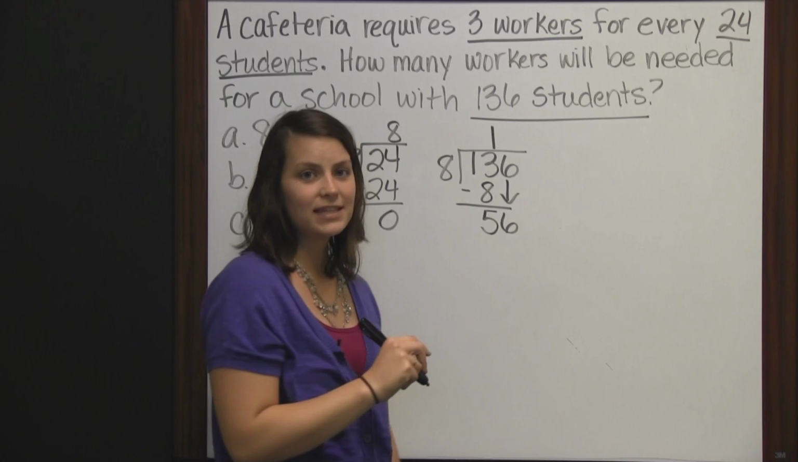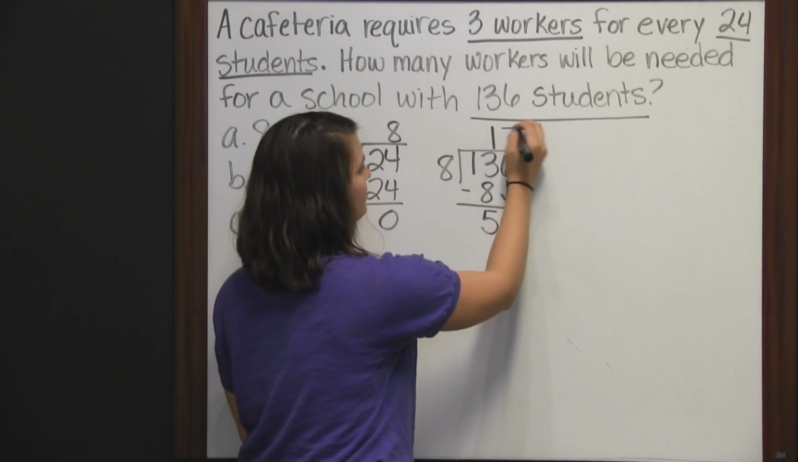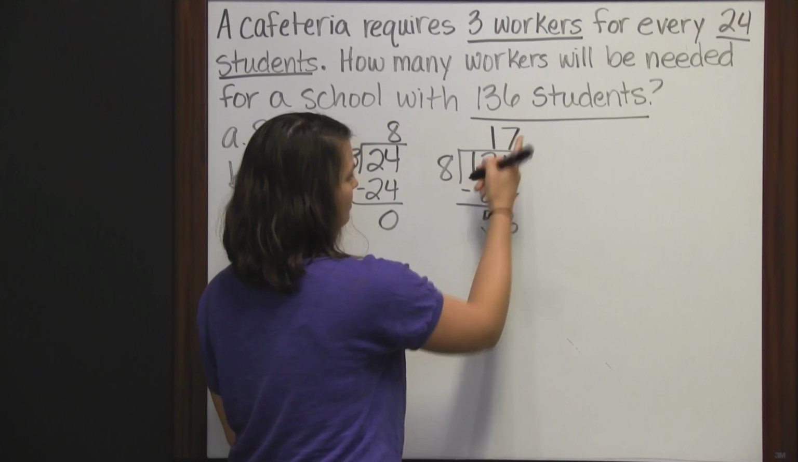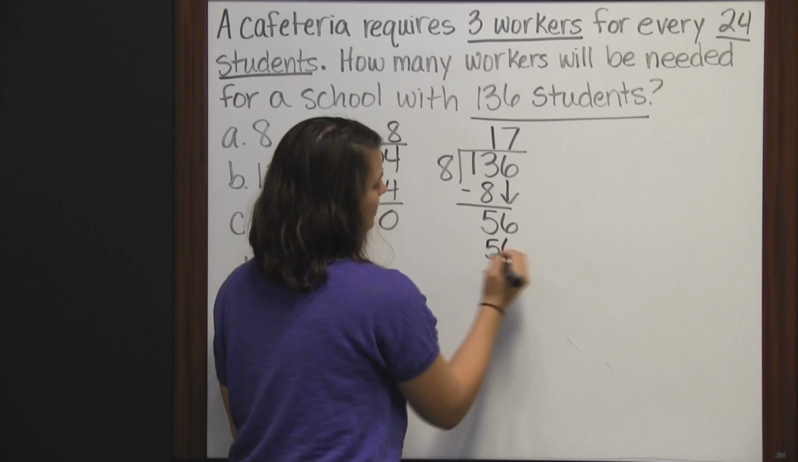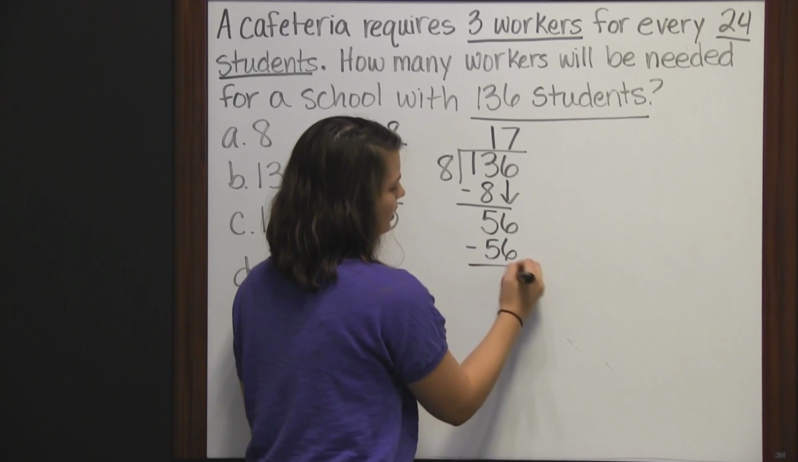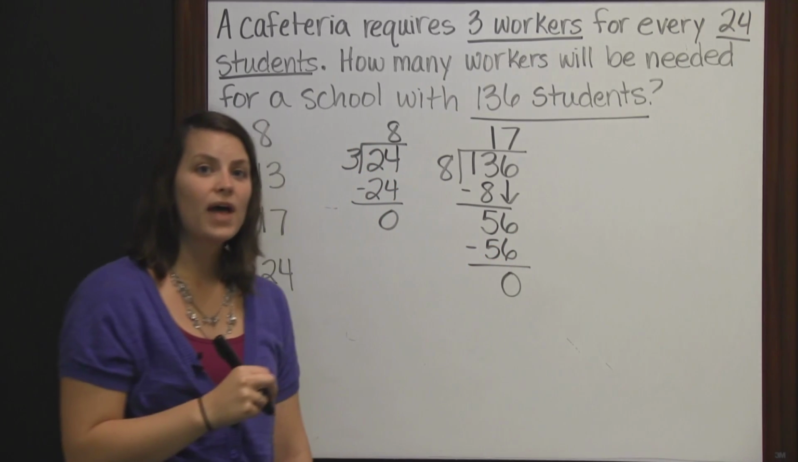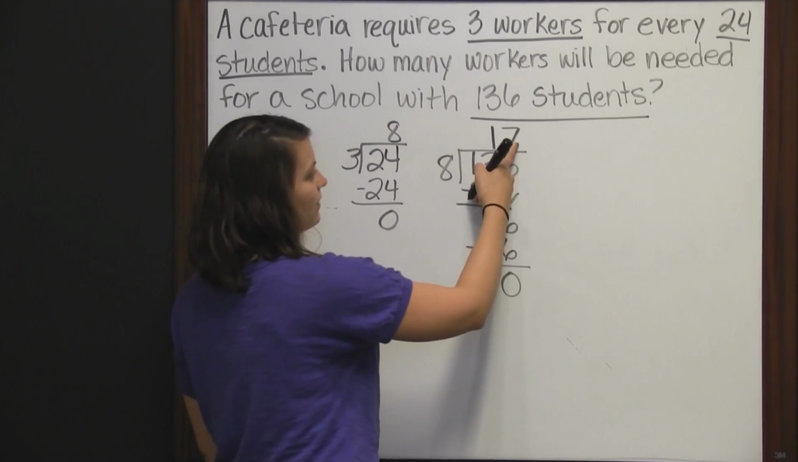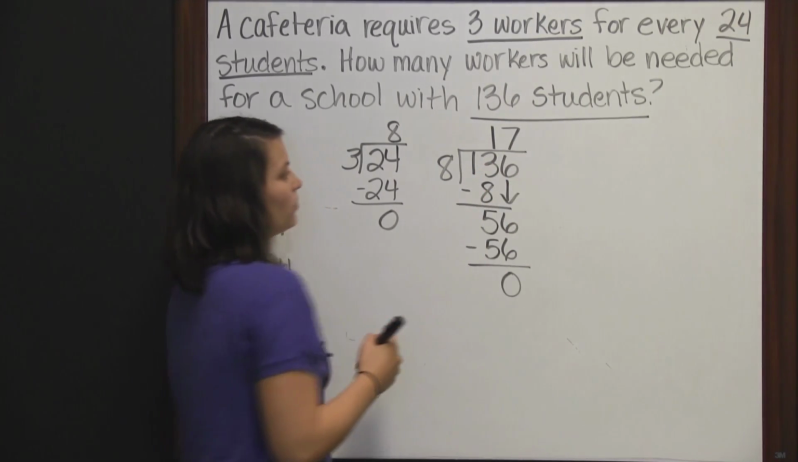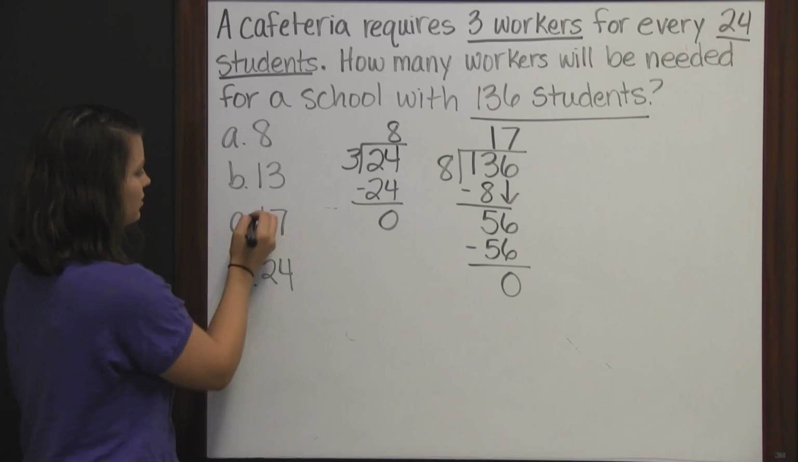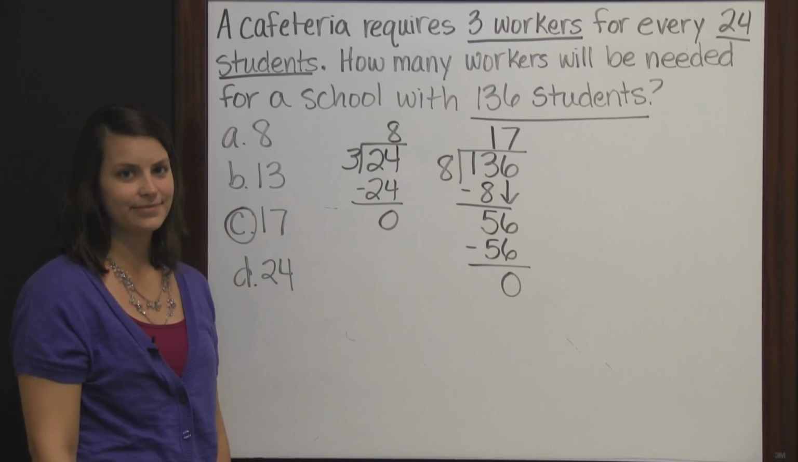8 goes into 56 7 times. 8 times 7 is 56. And we subtract and have no remainder. So that means we're going to need a total of 17 workers for these 136 students, which is answer choice C.